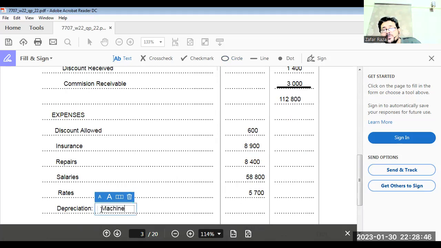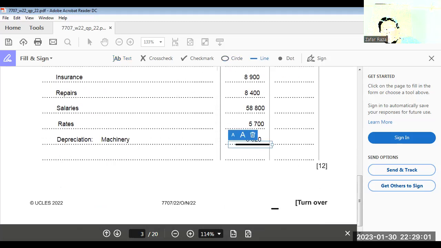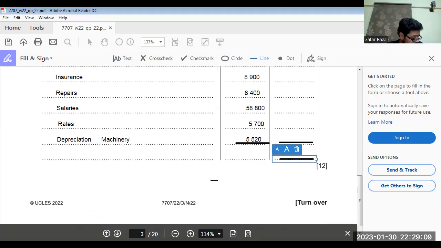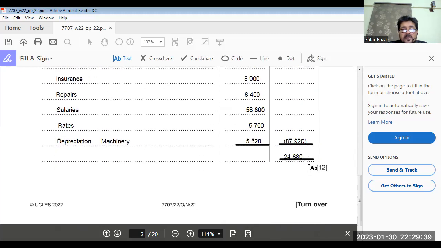Machinery depreciation, that is 5,520. Okay. So we have 1, 2, 3, 4, 5, 6 expenses and we are done. We have to calculate total expenses here. Total expenses will be reported here, and we will get the profit for the year. So total expenses would be 87,920. If we deduct this from 112,800, we'll get the profit. How much? 24,880 is our profit for the year.